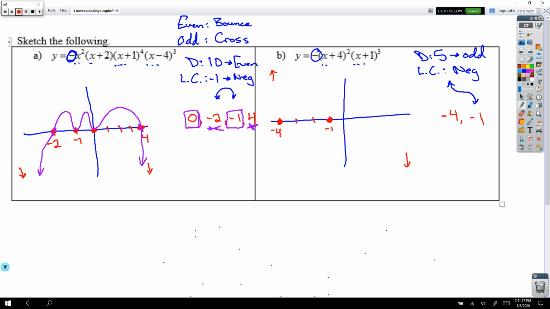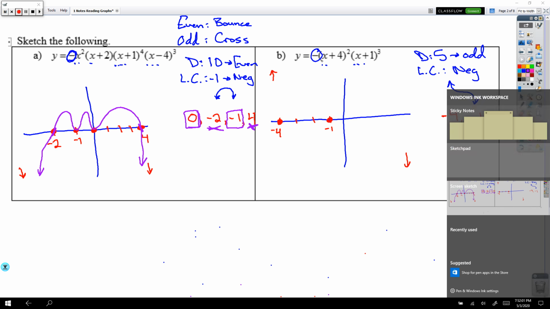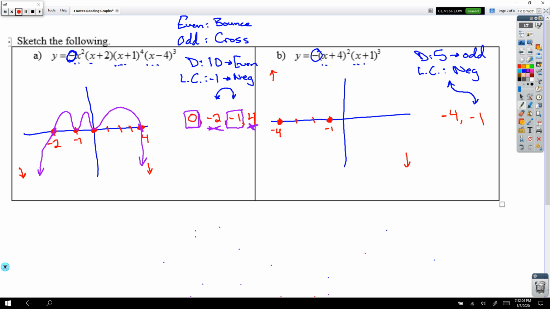Alright, so now I just need to figure out my bounces and my crosses. So -4 is (x plus 4) squared, so that's going to bounce at -4. (X plus 1) to the third, so it's going to cross at -1. So I know I have to start at the top, and it's going to bounce at the -4. So the way I handle that, I'm just going to start with this arrow. We're going to bounce, and then cross, and finish going down.